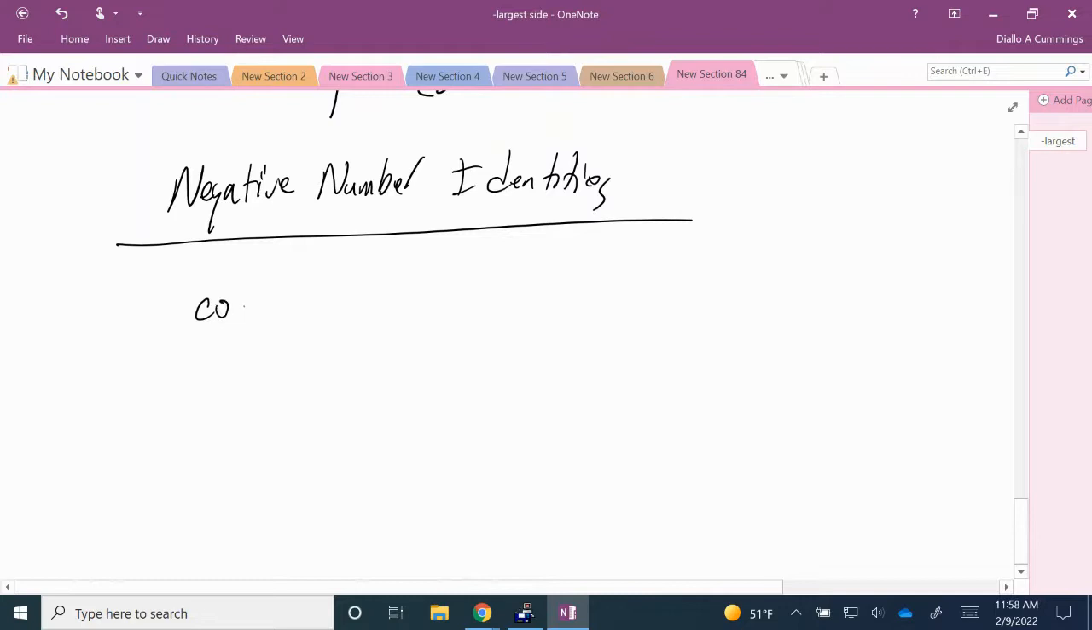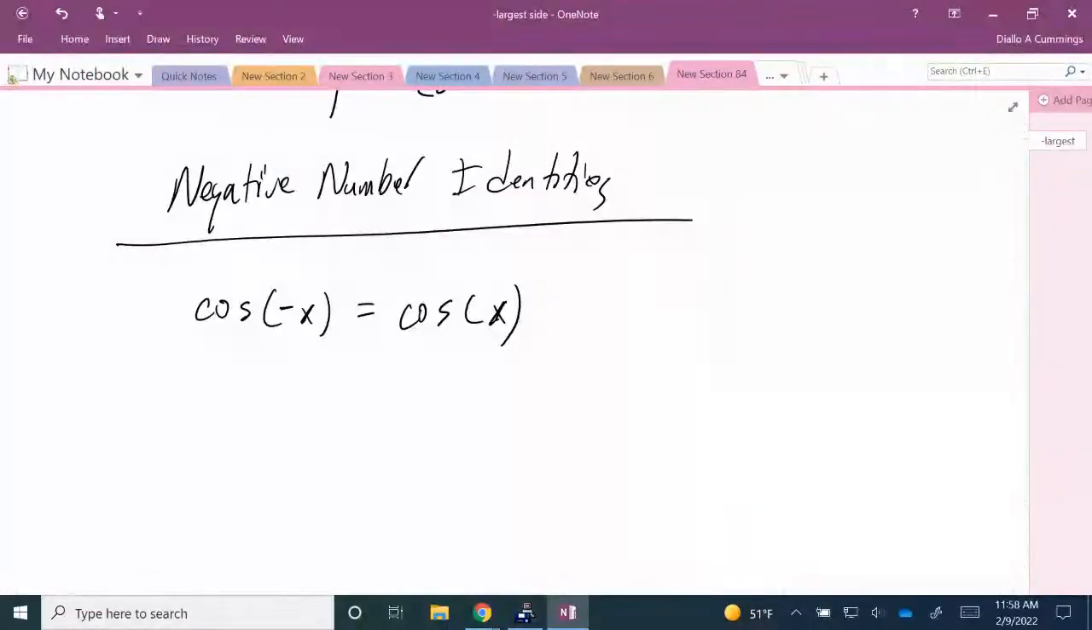The cosine of negative x is equal to the cosine of x. Now, for some of the problems that we're going to deal with in the directions, they may ask you to write each angle as a positive angle, right? So here we have the negative number identities.